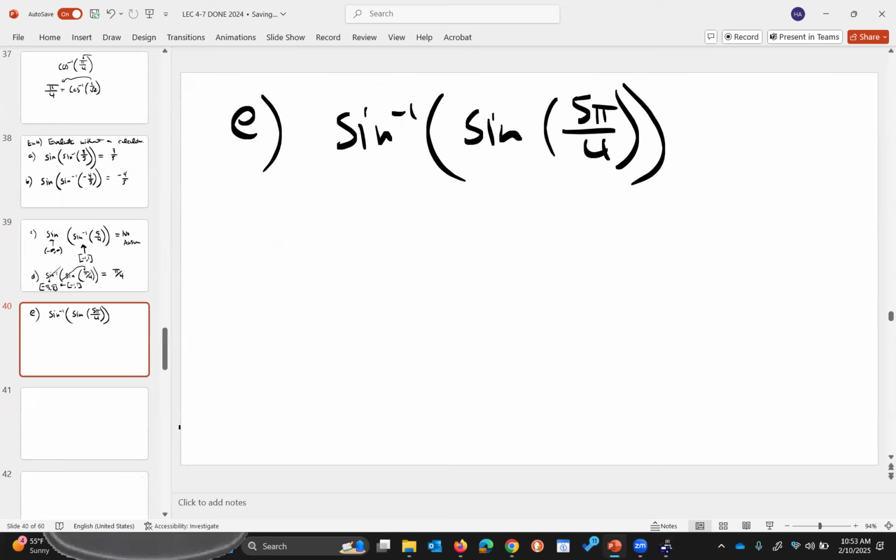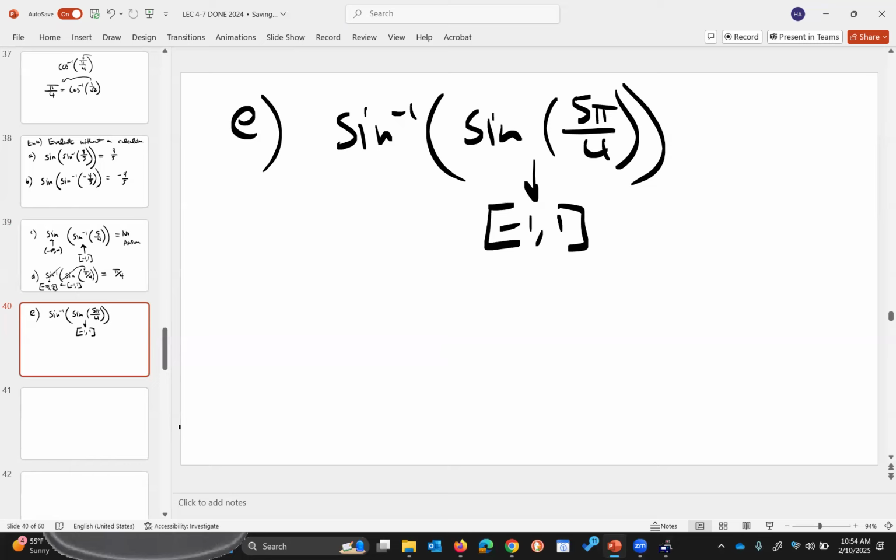Okay, so let's go with sine inverse of sine of 5 pi over 4. Now the question is this. If I get a value here, sine of 5 pi over 4, is that number going to be between negative 1 and 1? Guys, real quick here, kind of important, because after this you get lost. So you're going to get a value between negative 1 and 1, is that right?